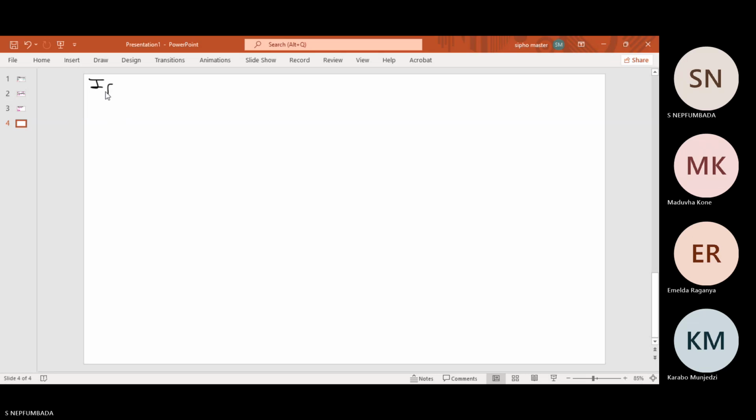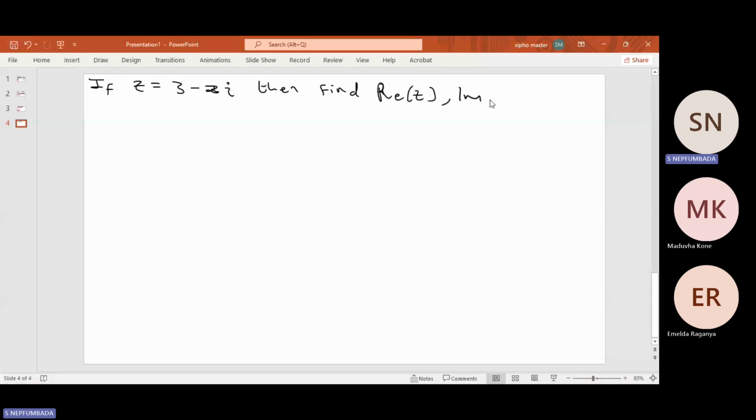Let's say Z is equal to 3 minus 2i, then find the real part of Z, the imaginary part of Z, and the modulus of Z.